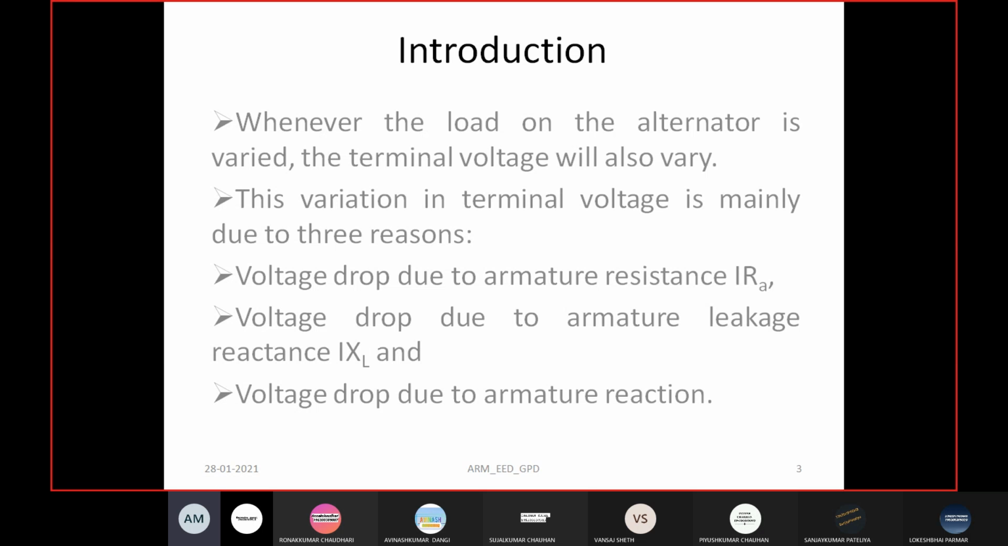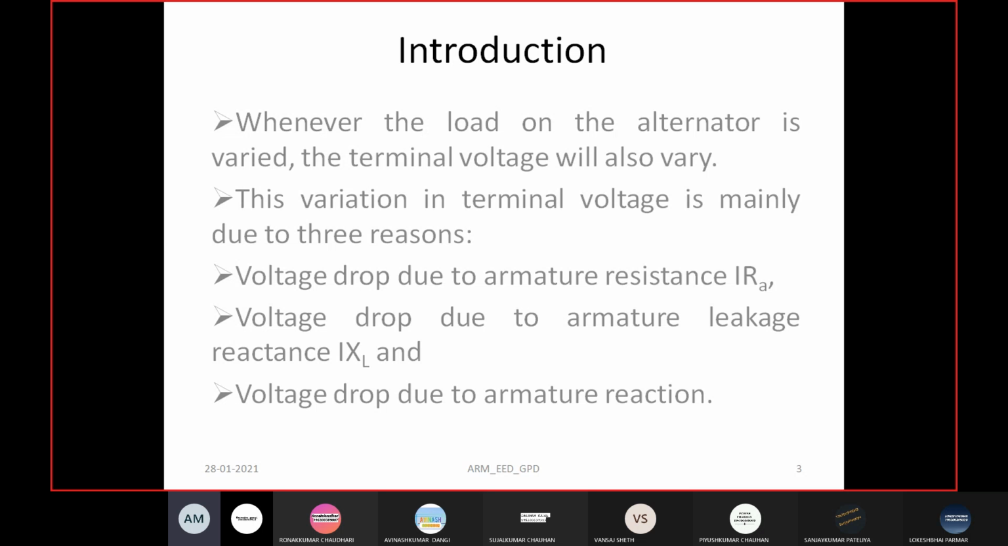Whenever the load on alternator is varied, the terminal voltage will also vary. So we assume that the load is not connected on alternator. When load is not connected, the armature winding of alternator is open circuited. And when load is connected to alternator, we can say that the armature winding is closed. So when armature winding is closed, current will flow through the armature winding, and due to this current some voltage drops.